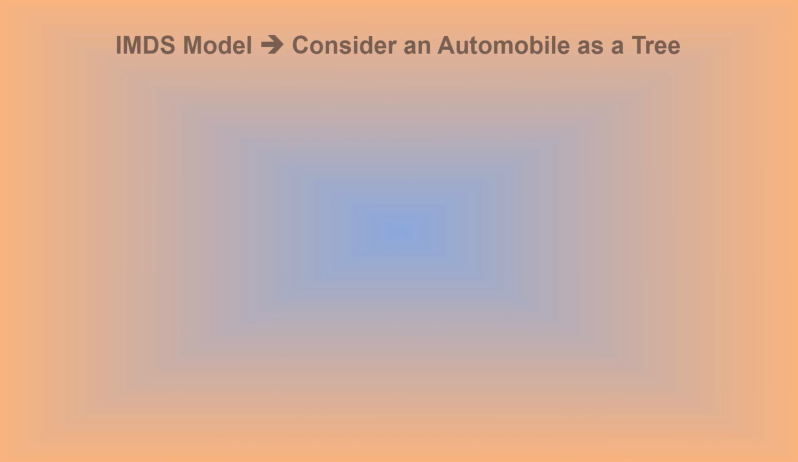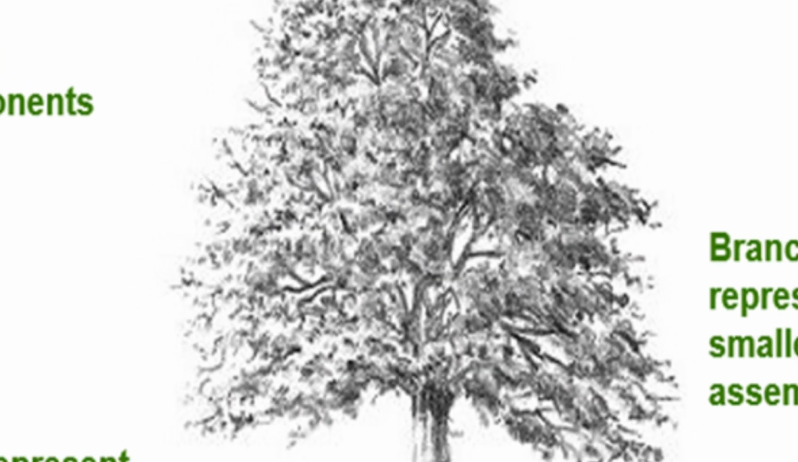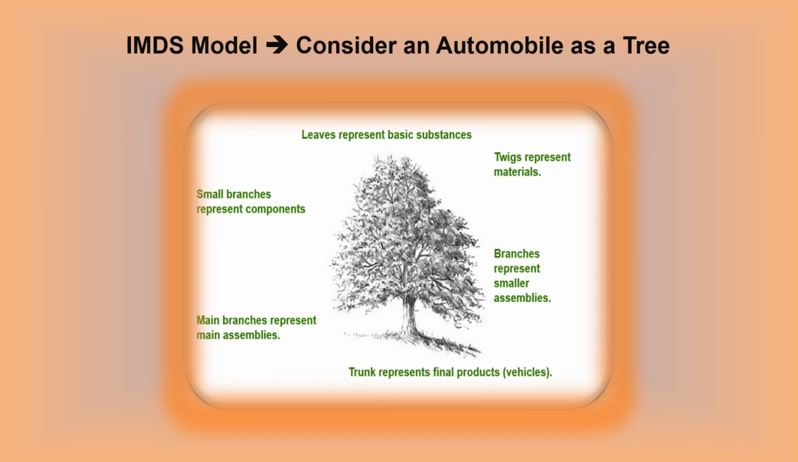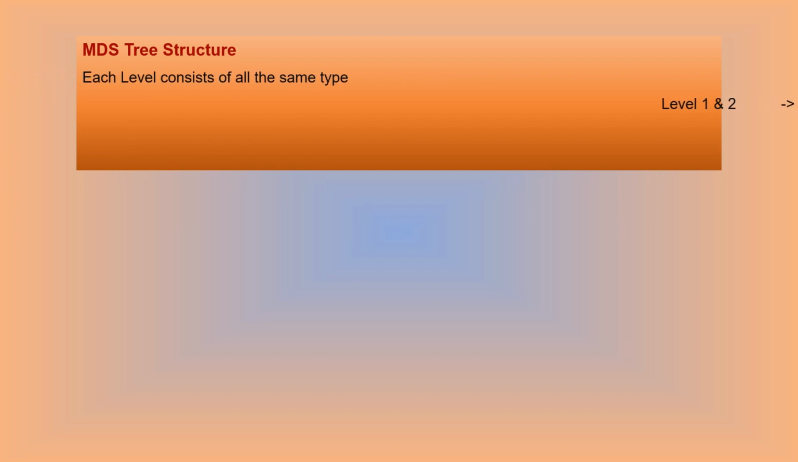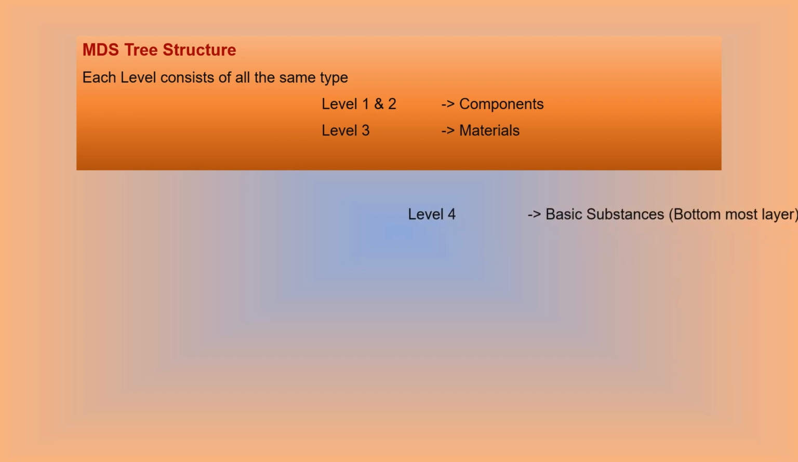IMDS can be best understood by considering an automobile as a tree. Refer to the sketch on the screen, which is self-explanatory. Leaves represent the substances, branches represent components and assemblies, and the trunk represents final products or vehicles. In MDS, each level consists of the same types. Mixing of levels is not allowed. Level 1 and 2 are the components. Level 3 are materials. The bottom-most layer, that is, level 4, is basic substances.